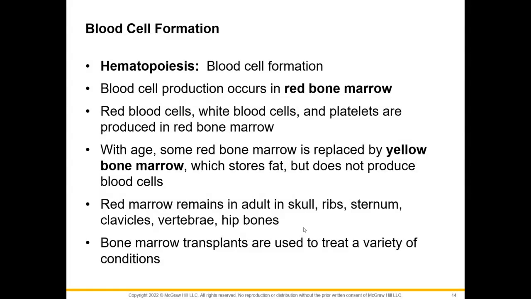Red marrow remains in the adult in the skull, the ribs, the sternum, also the clavicles, the vertebrae, and the hip bones. Bone marrow transplants can be done to treat many different conditions.